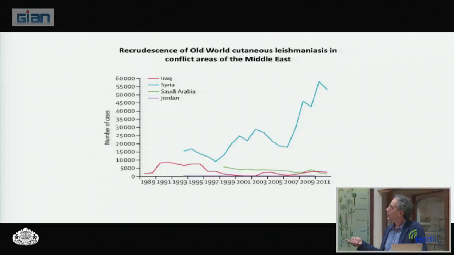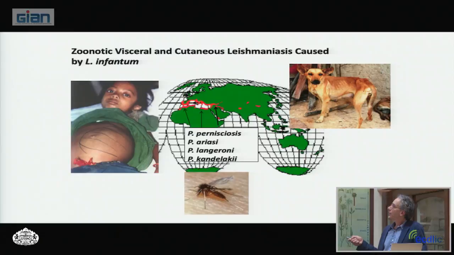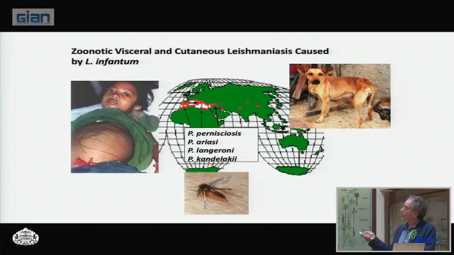So then, in terms of zoonotic visceral leishmaniasis caused by Leishmania infantum, again in the Mediterranean basin, this is primarily a veterinary problem. It is very common for dogs to get canine leishmaniasis, and they're the principal reservoirs of transmission of Leishmania infantum to humans. And when Leishmania infantum infects humans, these are usually young children or immune-compromised adults.